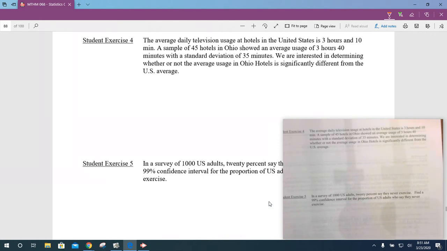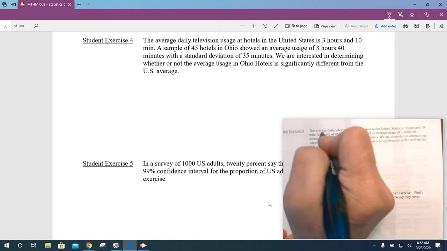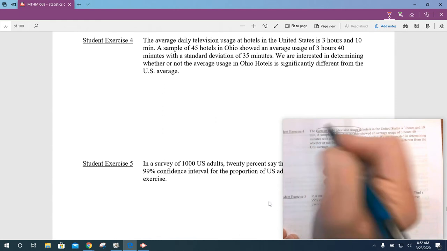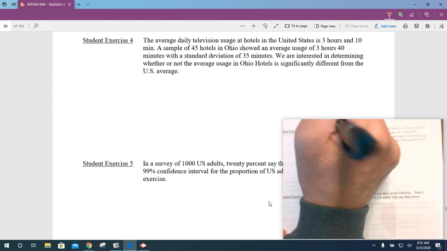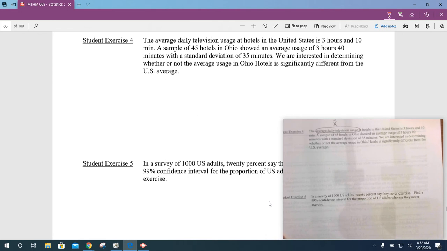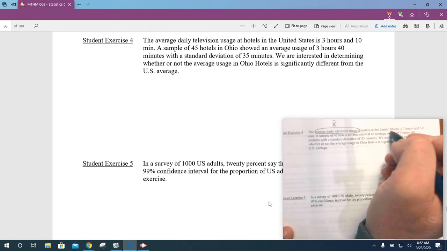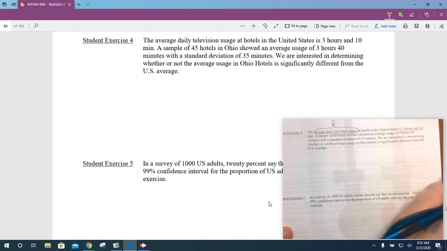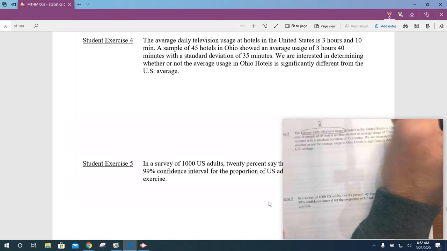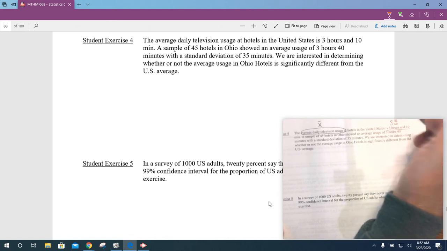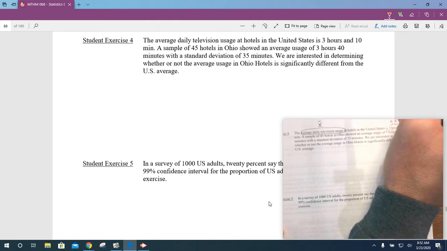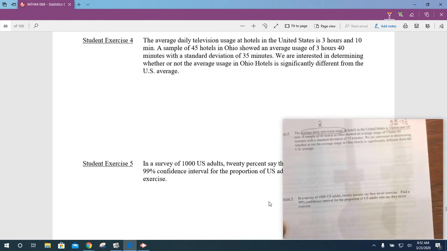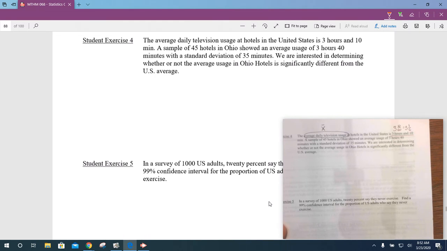To the last one. It says the average daily, right there, that's a key terminology, average daily telephone usage. That's a measurement that's in X bar, of hotels in the United States is 3 hours and 10 minutes. So all hotels in the United States are 3 hours and 10 minutes. Now remember, when we write that, that's going to be 3 hours and 10 over 60, 10 minutes out of 60, or 3 1/6 hours. It says a sample of 45.